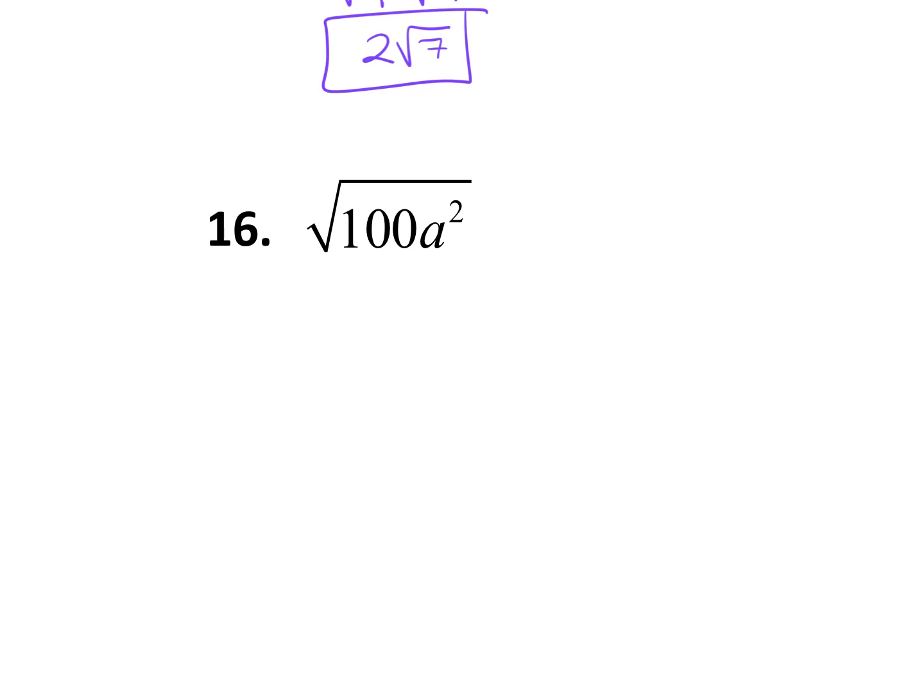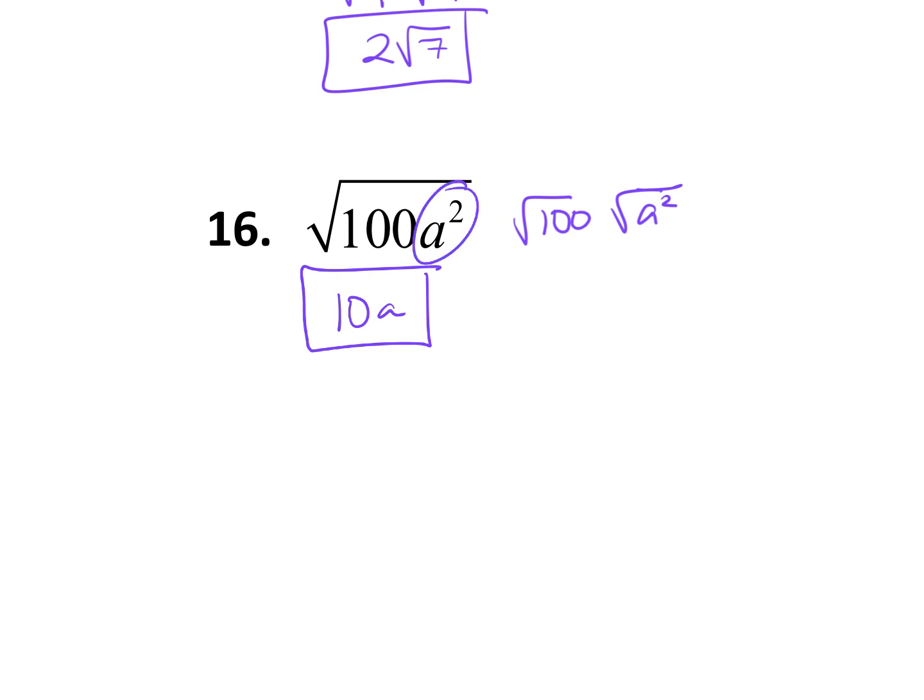What do you get here? The square root of 100 is 10. What's the square root of a squared? A, right? The square root of a squared is just a, so you get 10a.